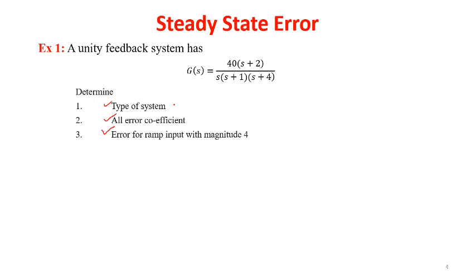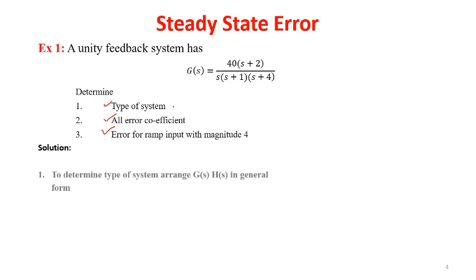So here firstly we need to find the type of system. The error coefficients are the steady state error values we get for the steady state input, so we are going to find out the steady state error coefficients. Then for a ramp input with a magnitude of 4, what will be the error?